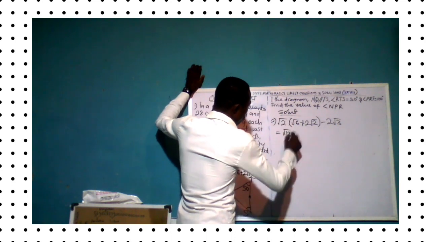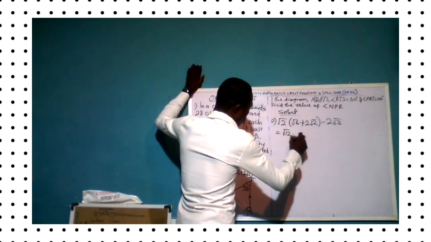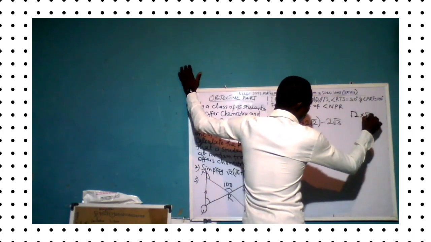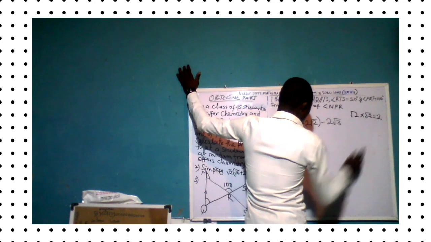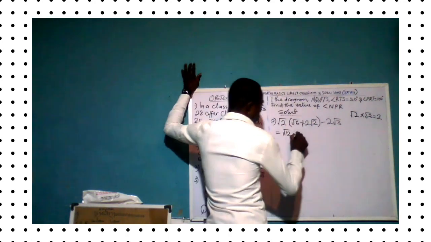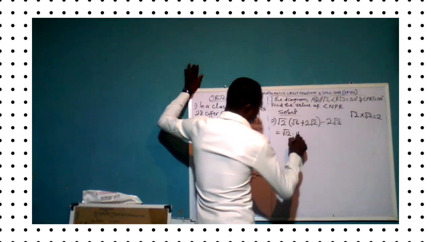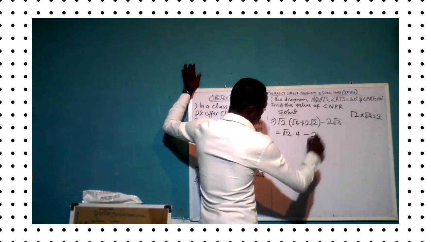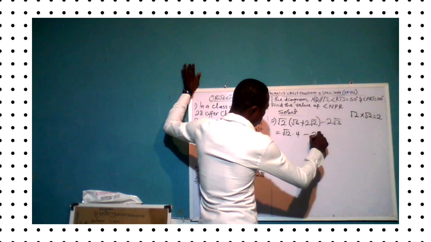Root 2 times 2 root 2 will give us 4, because root 2 multiplied by root 2 gives you 2, and 2 multiplied by 2 gives you 4. So from here, you have this.